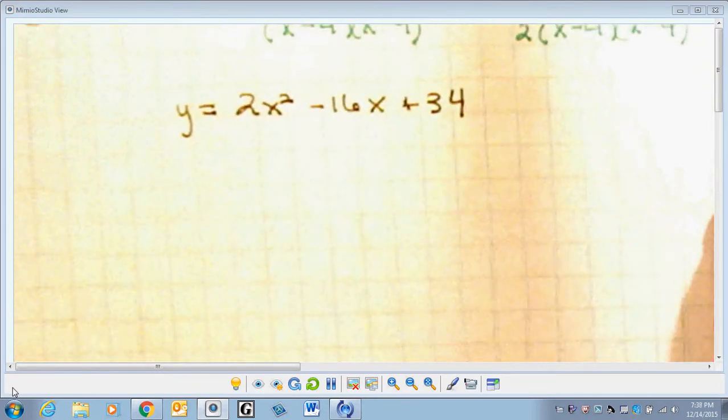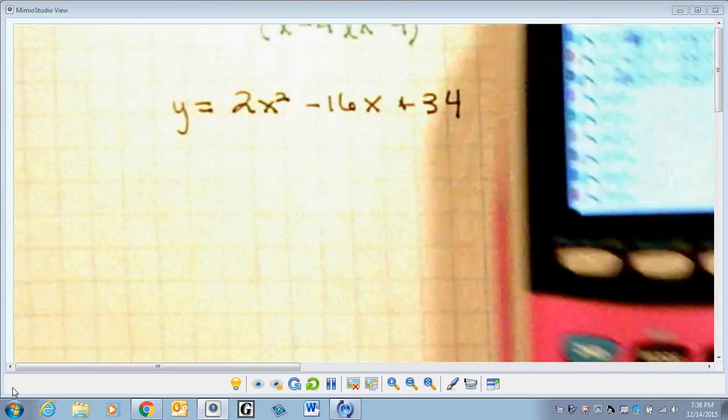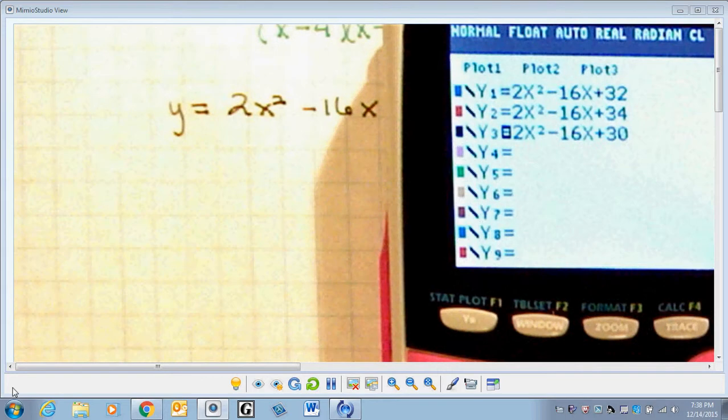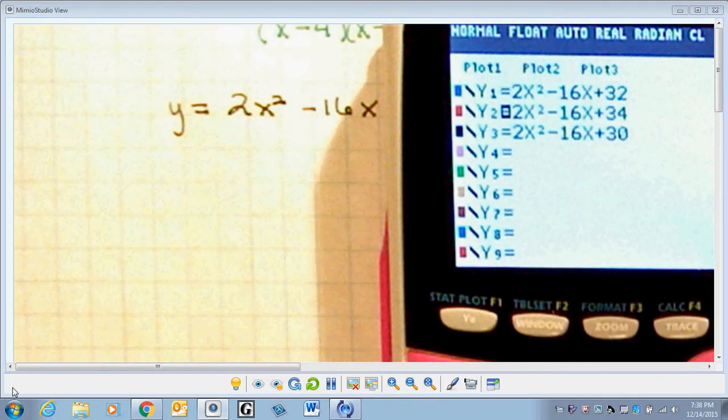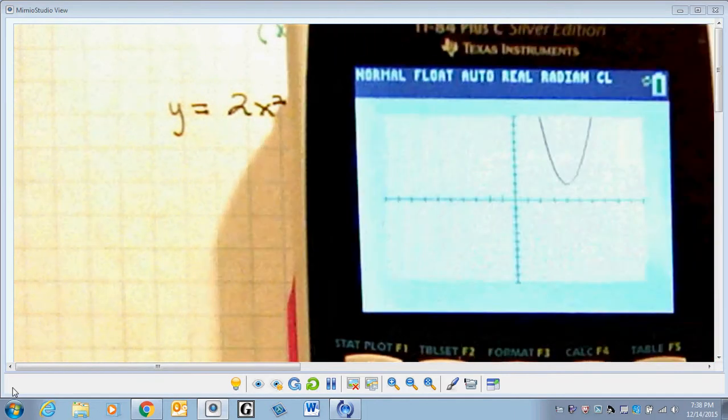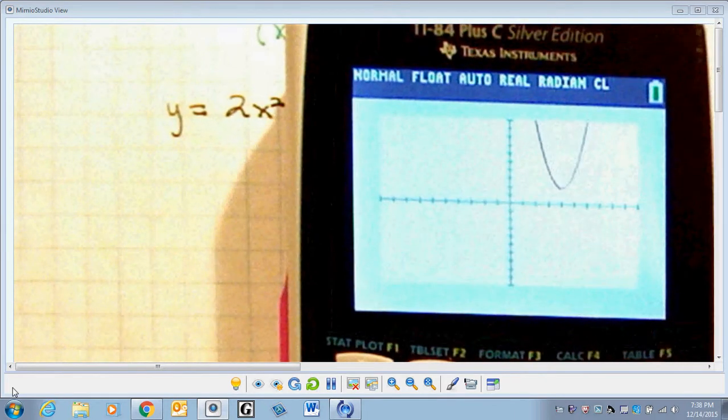Okay, so let's go ahead and see what that looks like in our graph. So I'm going to turn this one off, turn my next one on. Oops, didn't turn that off. Didn't turn that off either. Okay, so now I'm going to graph it. And as soon as it graphs, we'll see it does not touch the x-axis.